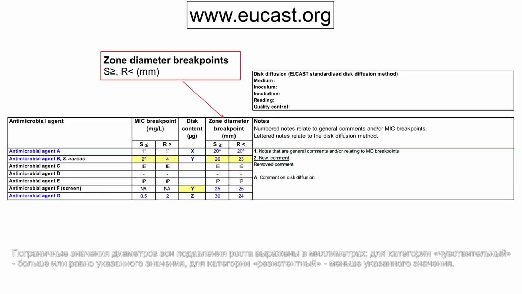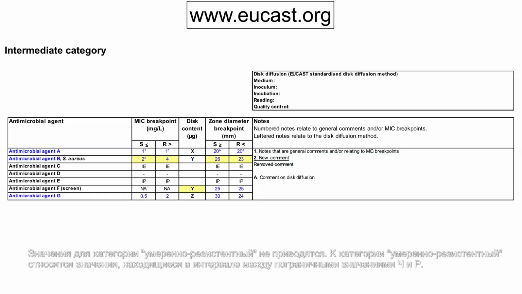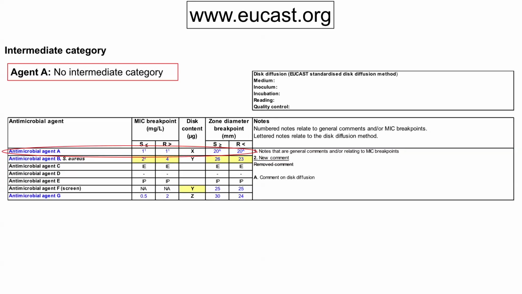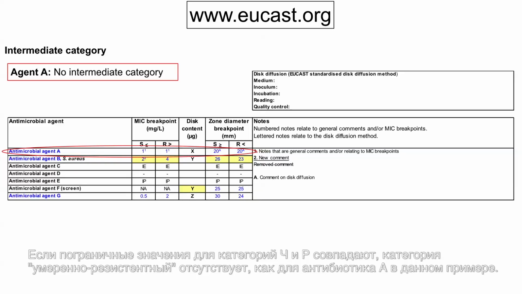Zone diameter breakpoints are expressed in millimeters as susceptible, greater than or equal to a value, and resistant, less than a value. The intermediate category is not listed in the table, but it is interpreted as the value or values between the susceptible and resistant breakpoints. If the S and R breakpoints are identical, there is no intermediate category, as for agent A in this example.